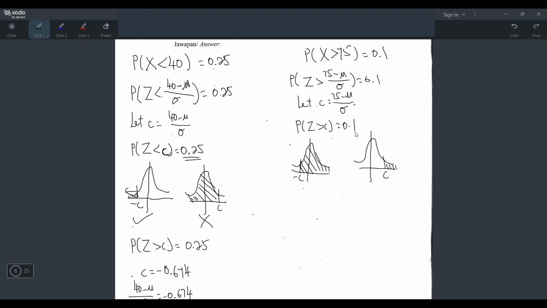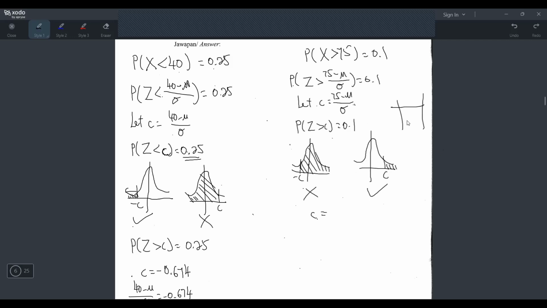So you have to choose the small punya kawasan. So which one is the small punya kawasan? This one, not this one. So now you know your C is actually positive. It means your C later doesn't have to tambah negative here, and also it's already bigger. Can you see? It's already PZ bigger positive. So I can straight away go to my jadual and baca already.